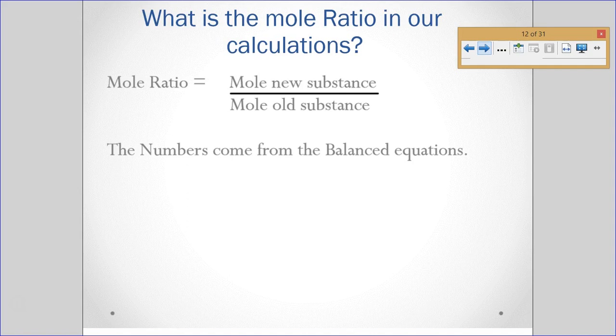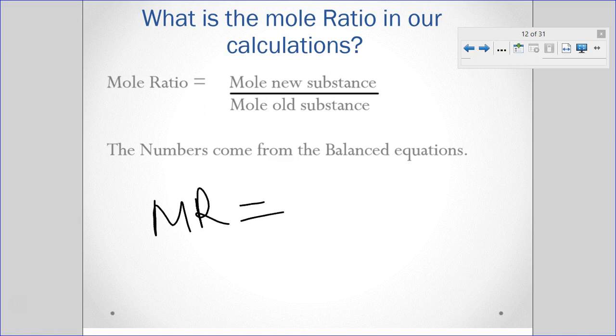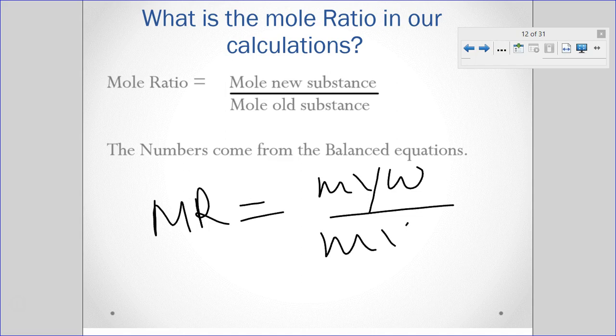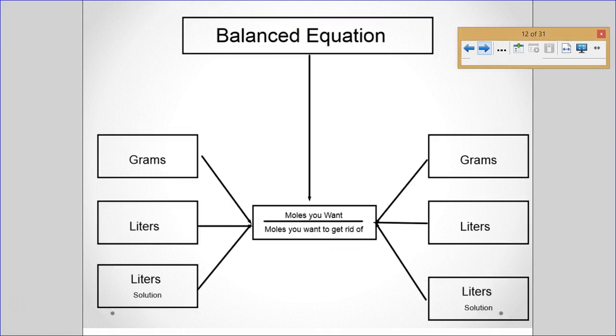Now, when we have our mole ratio, we're usually going to have our moles of new substance on the top, the one that we're converting it to, and the moles of our old substance, the one we're getting rid of, on the bottom. Usually you'll see me write something along the lines of mole ratio equals moles you want over moles you have. Now, this helps us to remember how we're going to arrange it and which substances to go where. The old substance we need to get rid of, the new one we're going to keep on board.